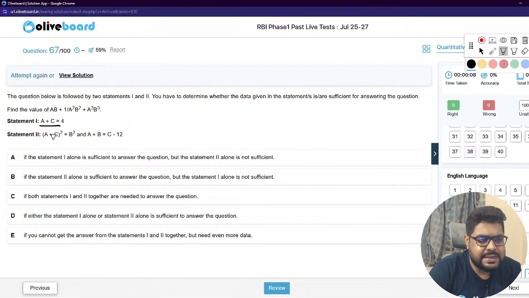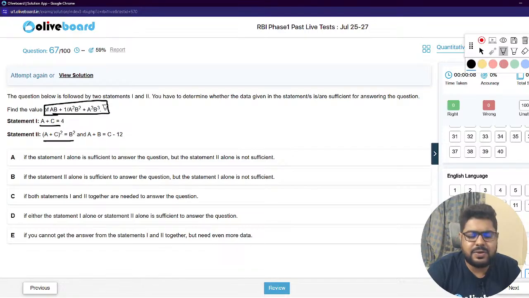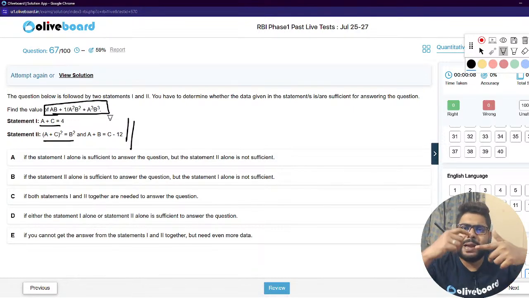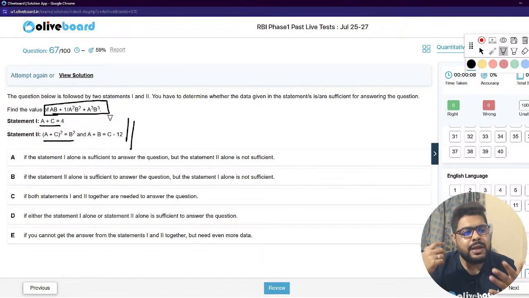A plus C is given. So take the second. First things first, this is only AB. Whatever they have asked us only has B and A. There is no sign of C. My goal is to figure out whether I'm quite certain it will be either both the statements together, or even after combining both the statements, we cannot answer. It will be one of these two.